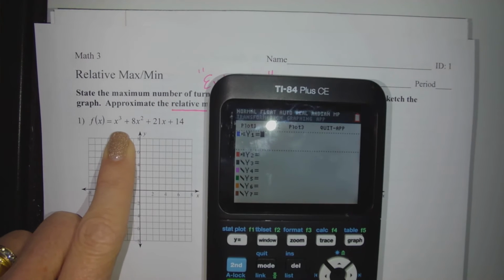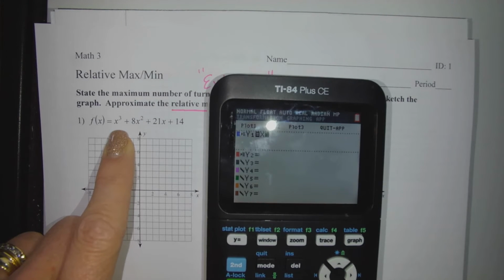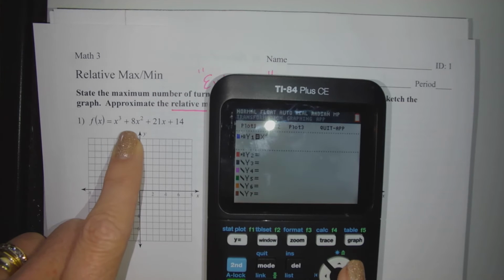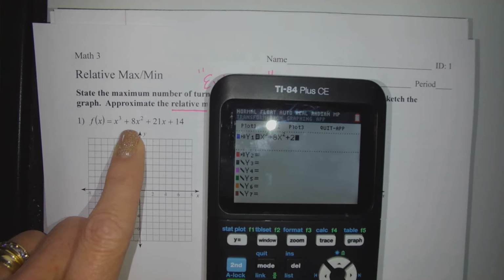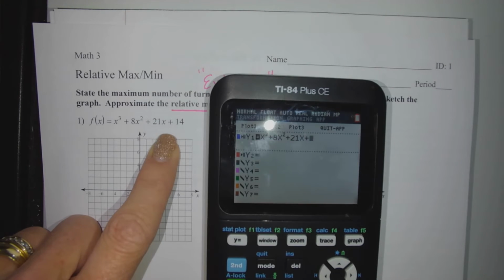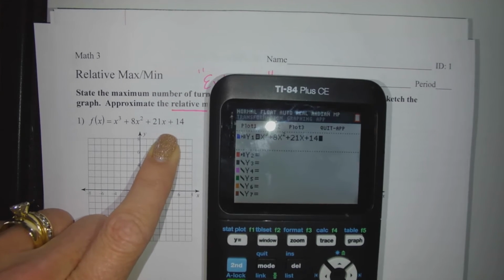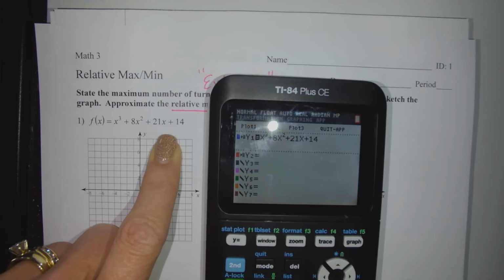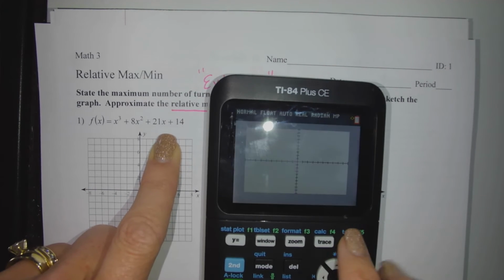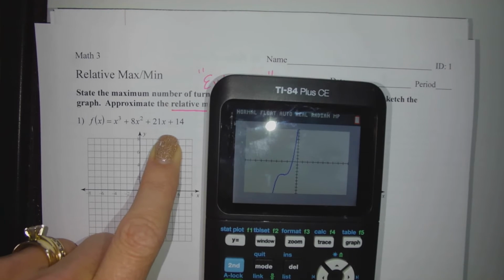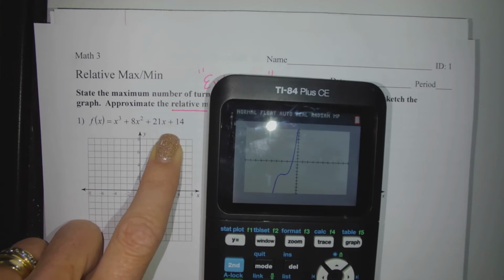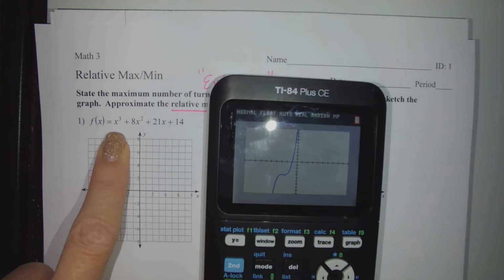Okay, type this in your graphing calculator. Go to y equals x to the third plus 8x squared plus 21x plus 14. What do I hit next? Graph, yeah. Okay. Visually, hopefully you can learn by now, this is a degree of what? 3. You can tell that by looking at this graph and also at the equation. All right.